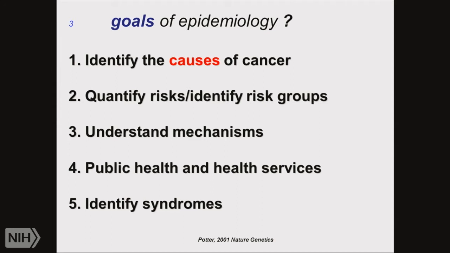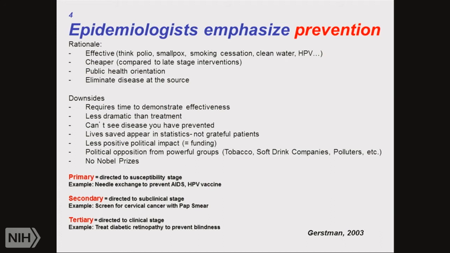Epidemiologists have always traditionally been concerned with public health. So you'll hear the statement all the time that the people who cleaned up the drinking water saved more lives than all the physicians, that kind of thing. But epidemiologists really do have a public health orientation and take this very, very seriously. Epidemiologists emphasize prevention. So lots of examples of this: vaccines, all sorts of interventions that prevent disease.